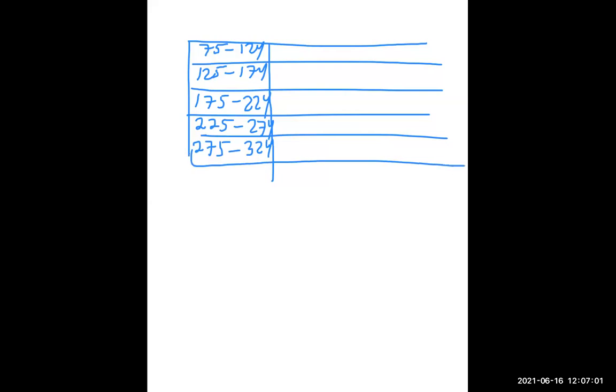Okay, and then we got the frequency. This was time in seconds. We got the frequency 11, 24, 10, 3 and 2. And then you got the relative frequency.